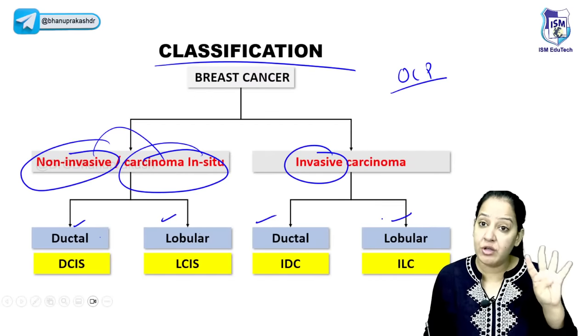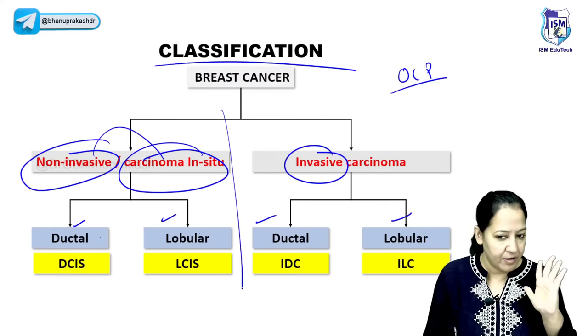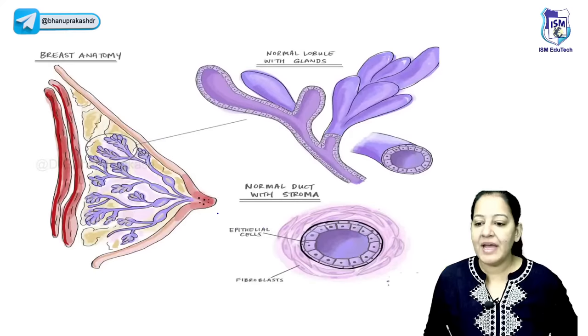Ductal, lobular. So in total, I'm going to teach you the four types of breast cancer. Two of them are non-invasive, two of them are invasive. What do you mean by invasive and non-invasive?